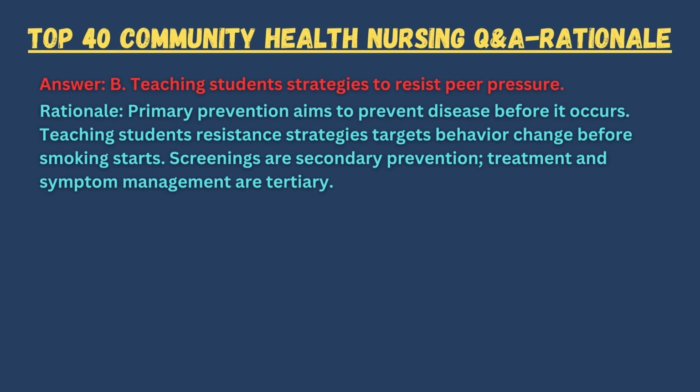Answer. B. Teaching student strategies to resist peer pressure. Rationale. Primary prevention aims to prevent disease before it occurs. Teaching students resistance strategies targets behavior change before smoking starts. Screenings are secondary prevention. Treatment and symptom management are tertiary.